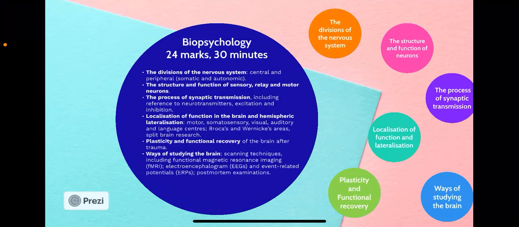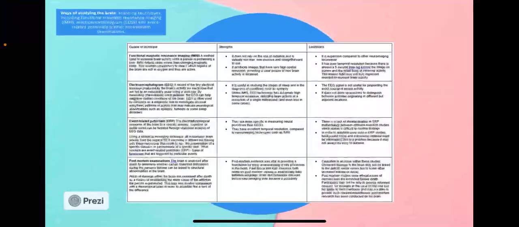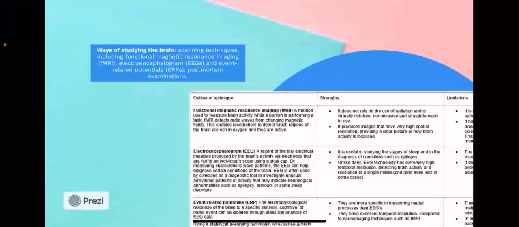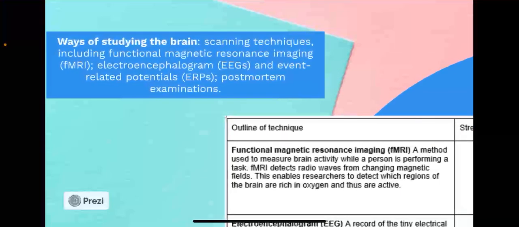This is the final part, and we're going to look at ways of studying the brain. So you need to be aware of scanning techniques including functional magnetic resonance imaging, fMRI, electroencephalogram, EEGs, and event-related potentials, ERPs, and post-mortem examinations.